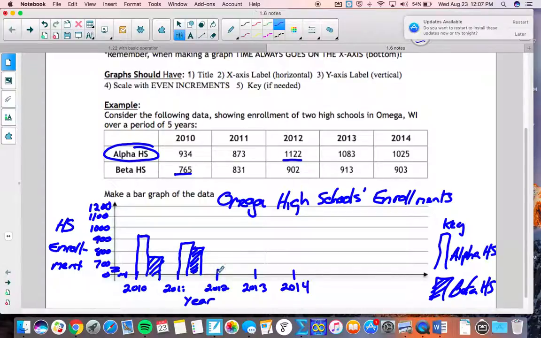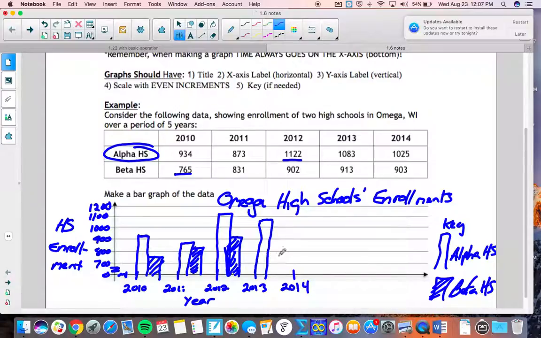2012, we go 1,122, so a bit above 1,100. And then 902, just a hair above 900. You really can't even show that very well. 1,083, so close to 1,100, but not quite.